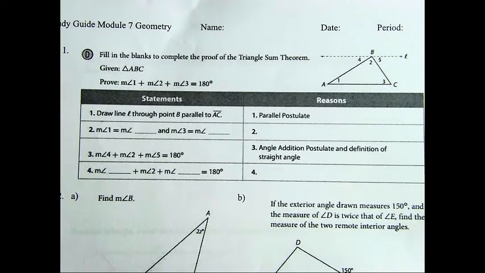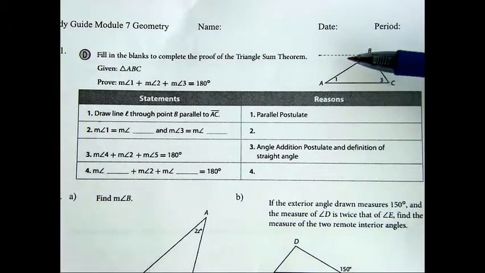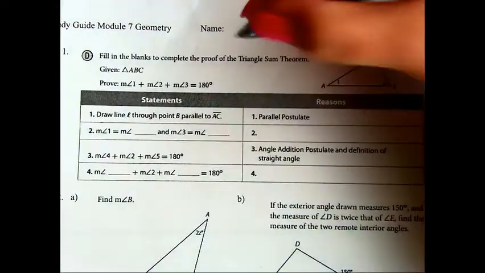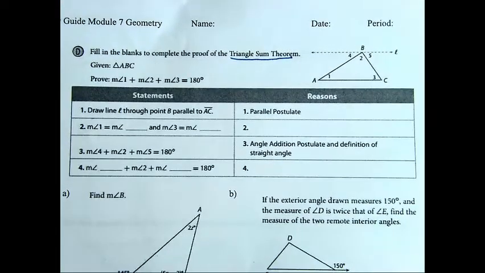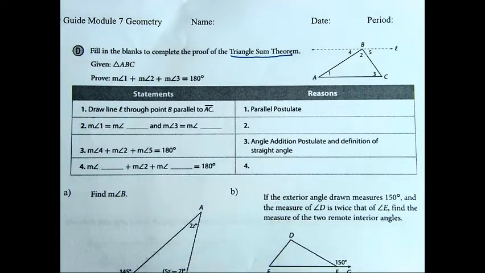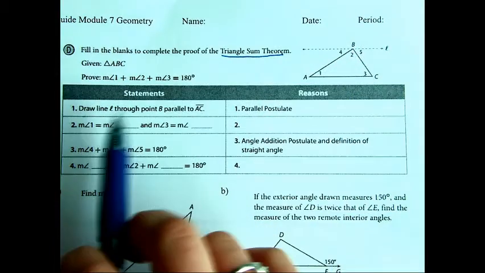Okay, this is Module 7 study guide. So the first question is to fill in the blanks to complete the proof for the triangle sum theorem. So what we're doing is we're actually proving why a triangle has 180 degrees when you add the three angles together. So we're given triangle ABC, pictured here.